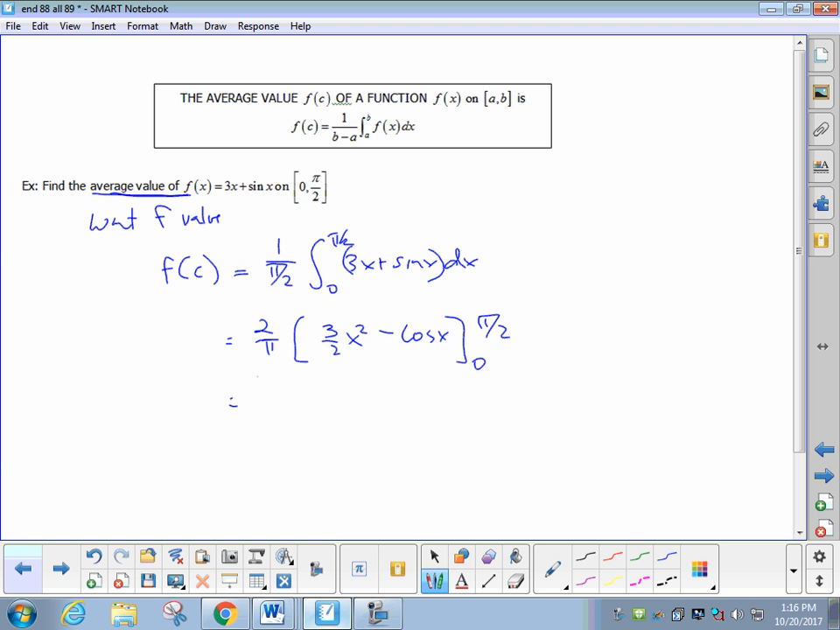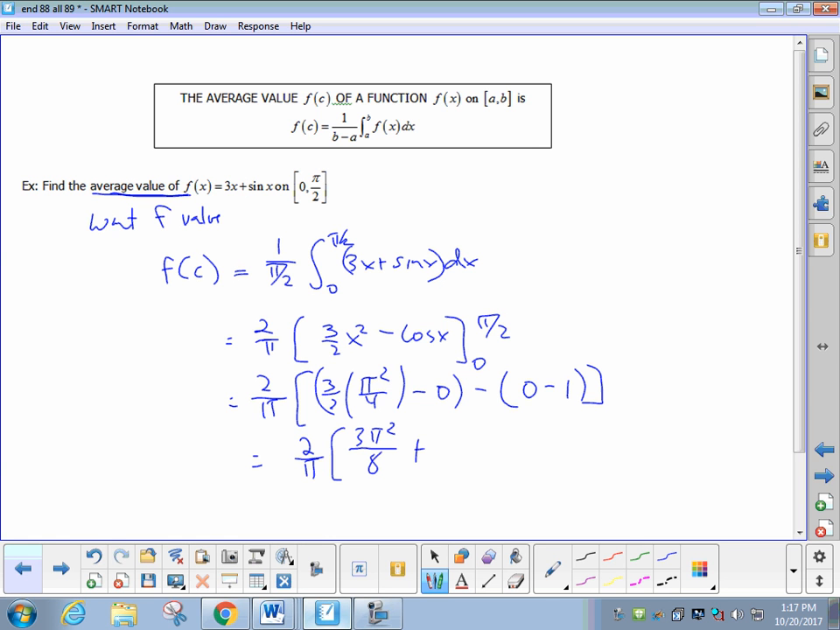I get 3 over 2 pi squared over 4 equals cosine 0 minus 0 minus 1. Something gross like 2 over pi times 3 pi squared over 8 plus 1. Equivalent. Do you agree? Do you see?